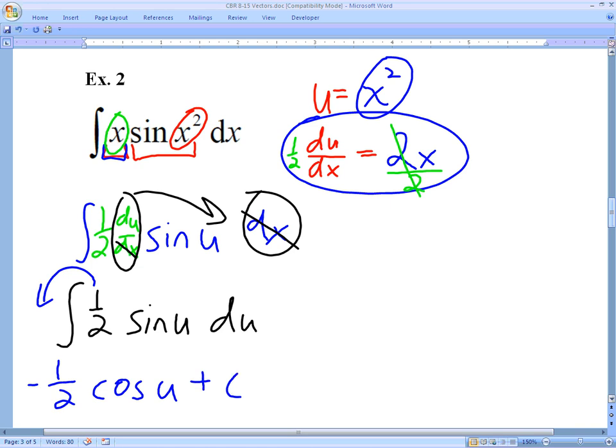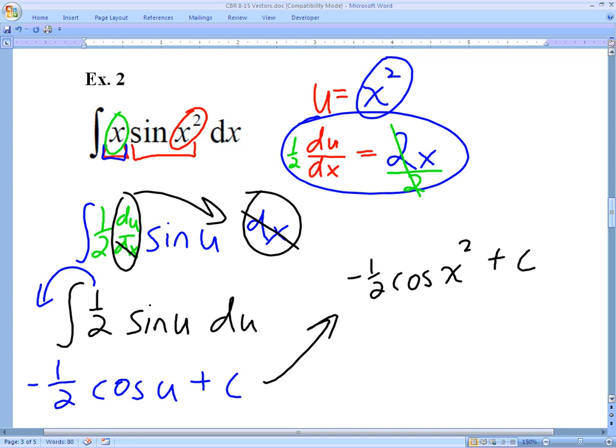And I double check. Sine's derivative turns into cosine, but cosine turns into negative sine. I have a negative sine. Yes, so it all checks out. And now I need to plug back in my u's. So I have negative 1/2 cosine of my u, which was x squared, plus c.